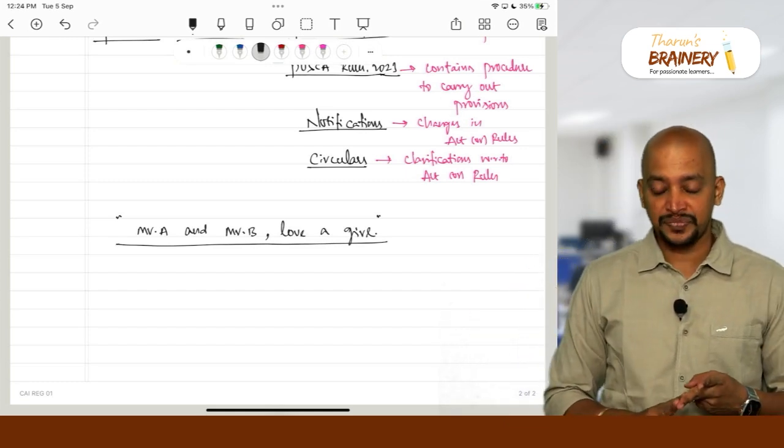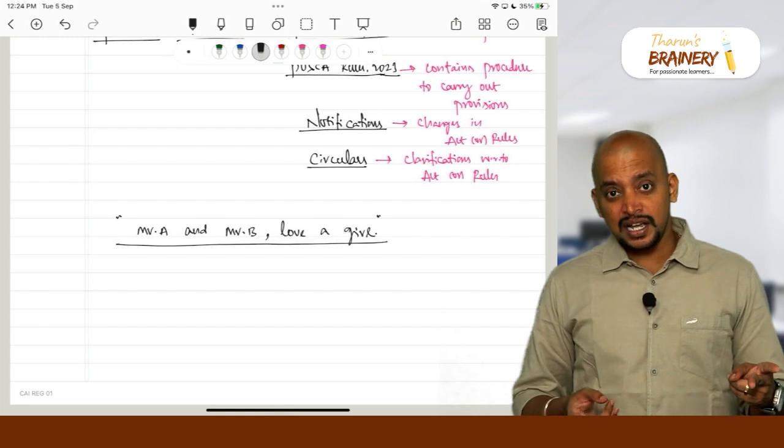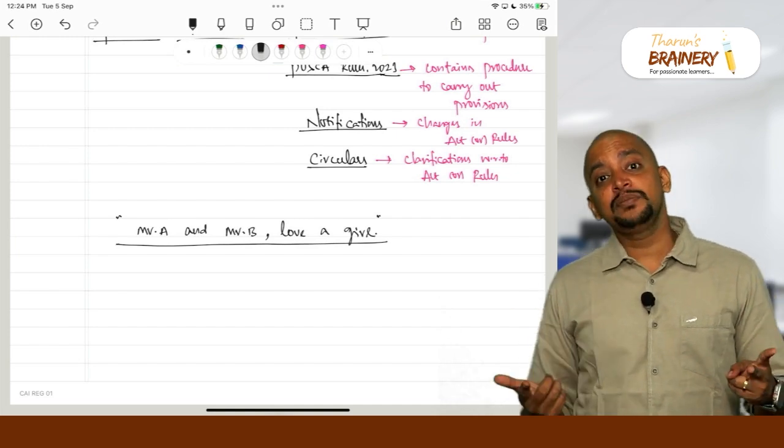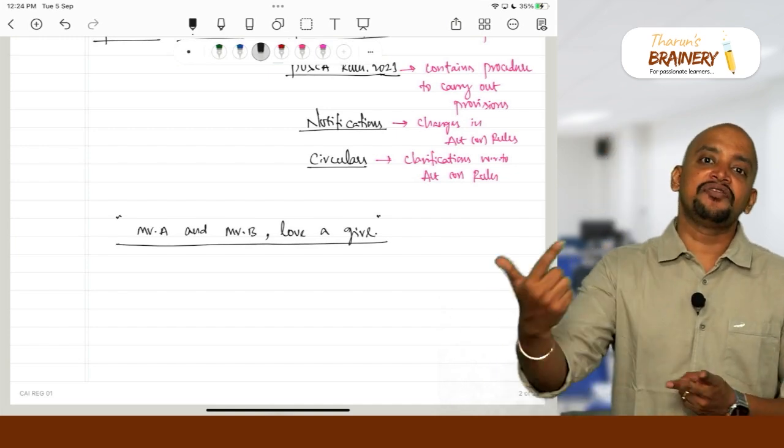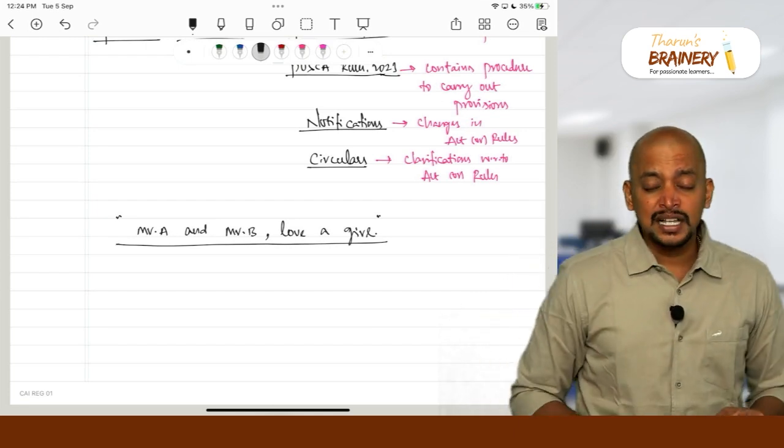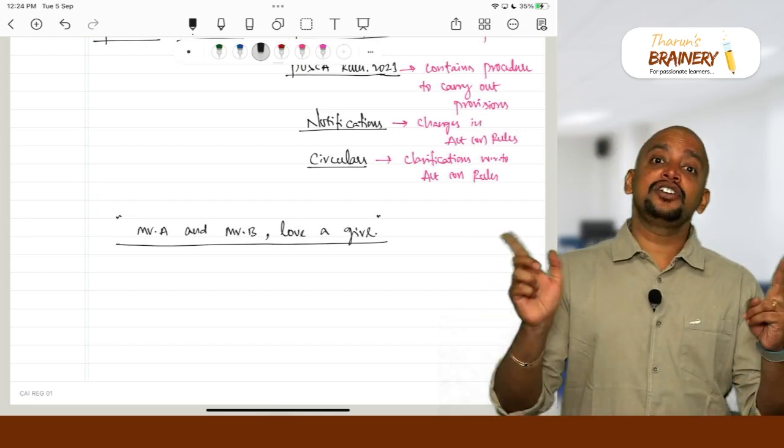Second interpretation: Mr. A and Mr. B love a girl, but that girl may not be the same girl. Maybe a different girl. Mr. A also loves a girl, Mr. B also loves a girl, and that girl need not be the same girl.